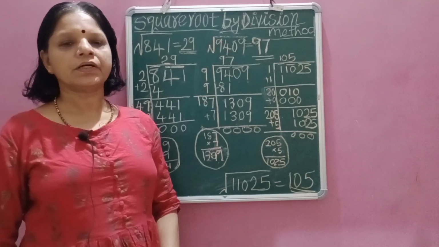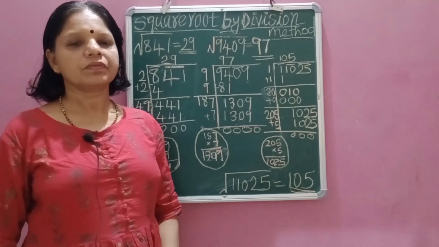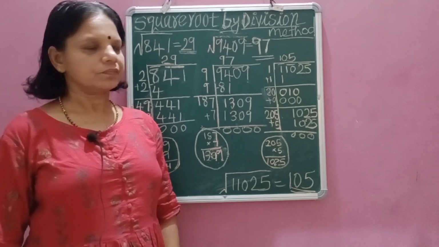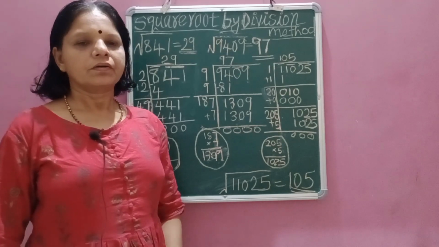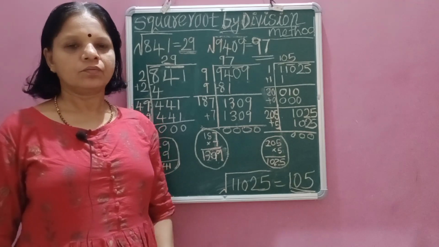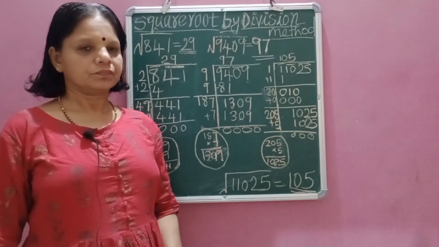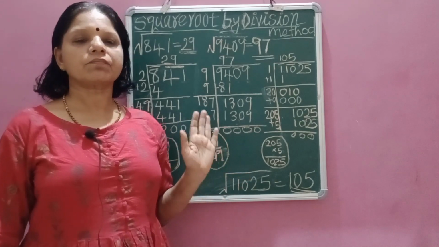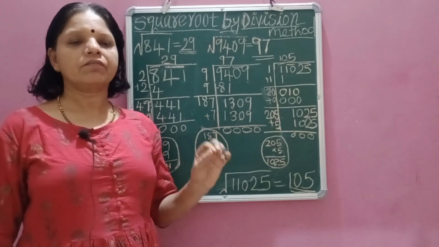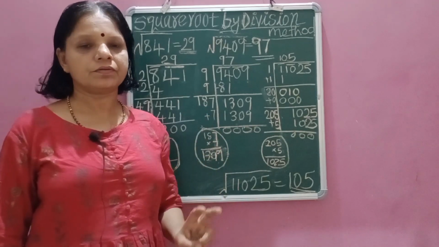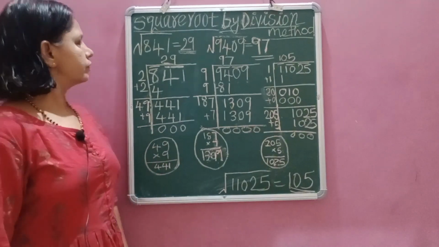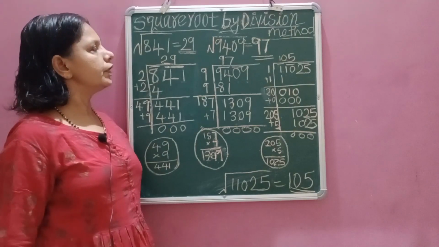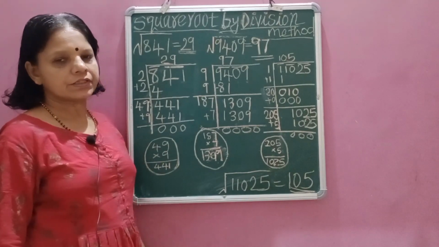We have to group the dividend, or dividend means here the question to find the square root, the number, into pairs. The group is a group of 2, from right to left. In the division process, we are considering one digit, here a pair of digits. So how is it to be done? The first question: find the square root of 841 by division method.